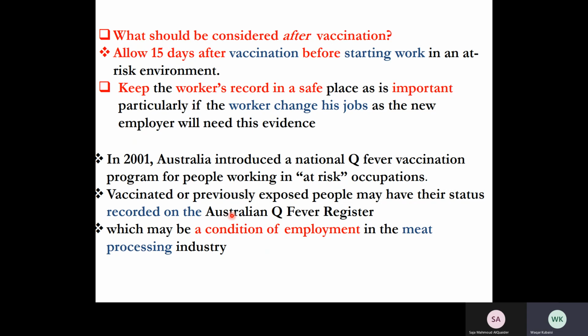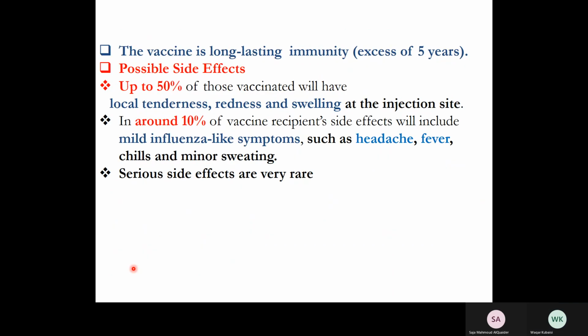Everyone who was vaccinated or who had been infected, of course after they do a test, they put his or her record in a particular place at the Australian Q fever register, which may be a condition of employment in the meat industry, particularly for those who do meat processing.